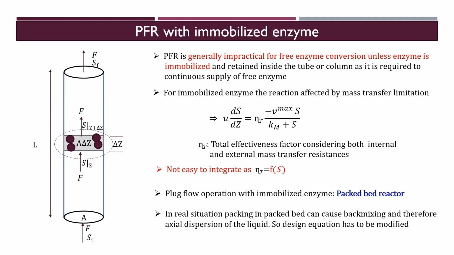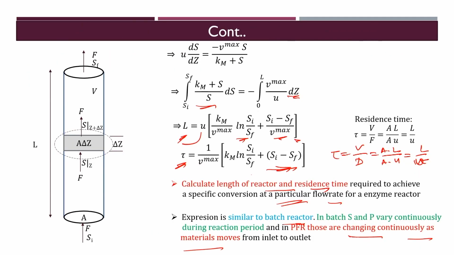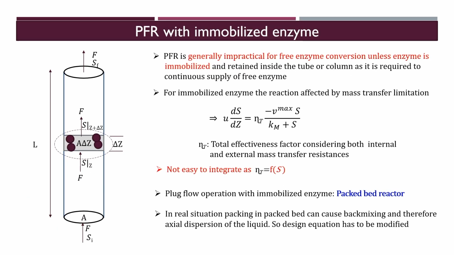Now, similar to this free enzyme, one can have the immobilized enzyme. So, the only change you need to make is to multiply with the effectiveness factor, and after multiplying it is not easy to integrate, as the effectiveness factor is a function of S.